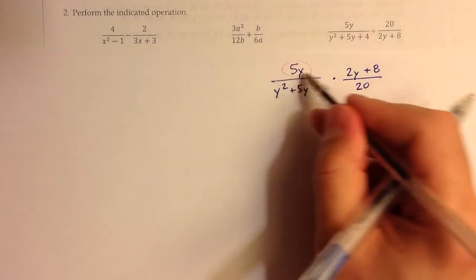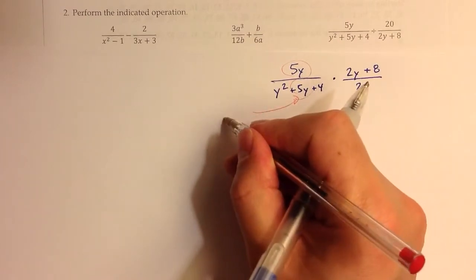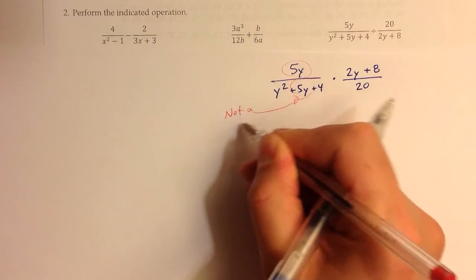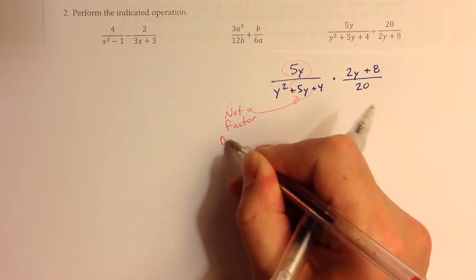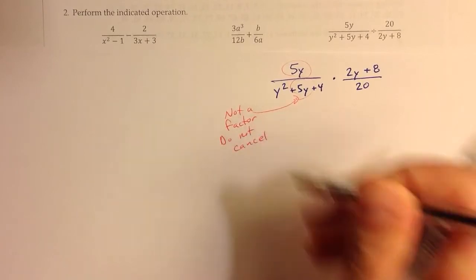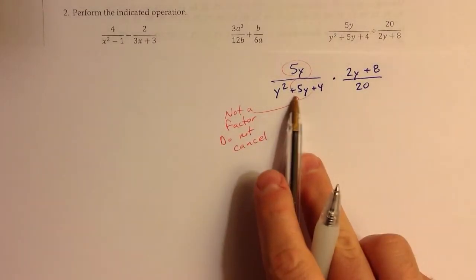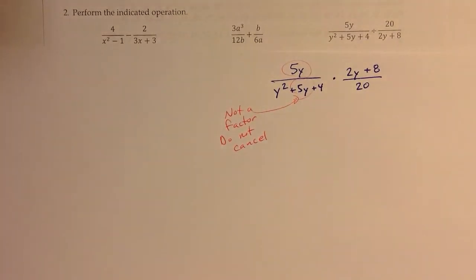We can't cancel 5y up top and 5y in the denominator, again, because this is not a factor. The 5y in the denominator is not a factor, so do not cancel that. And we can see that it's not a factor because it's added to other things in that denominator.